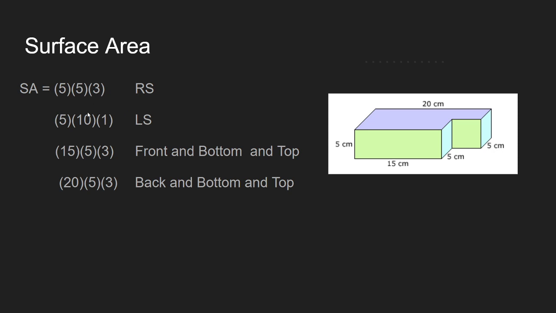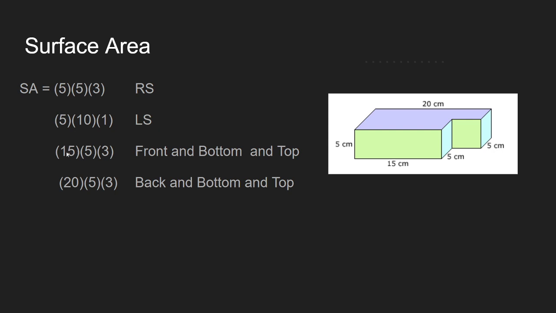Next up we have the left side. This left side is hidden here, and it runs all the way along here and then up. We know up is 5 centimeters. And how far does it run along the back to this point? We know here's 5 and here's 5, so that's a run of 10. So we have 5 by 10, and there's just one of those, so that's the left side.